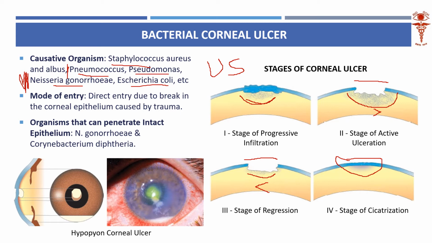Then comes the method of entry. The method of entry is usually by trauma. Very rarely will there be a circumstance where there is no trauma, yet there is an organism which has entered. The only organisms that can enter without penetration are Corynebacterium diphtheriae and Neisseria gonorrhoeae. A bacterial corneal ulcer will be a very painful ulcer.